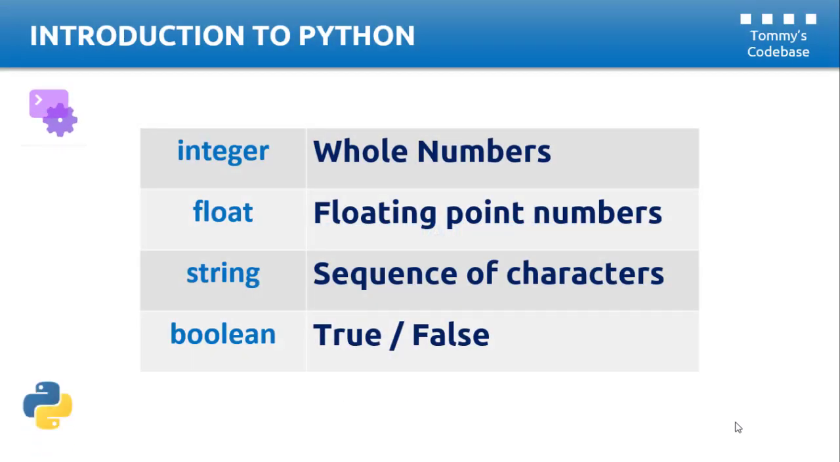There is the integer data type, which is used to represent whole numbers: negatives, 0, and then positives. There is also the float, which is used to represent floating point numbers, that is numbers that have decimal places after them. And there's also a string data type, which is used for a sequence of characters. And there's also the Boolean, which can take only two values, either true or false. So let us go into PyCharm and see how these data types work.